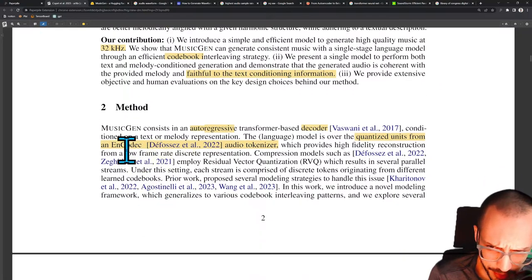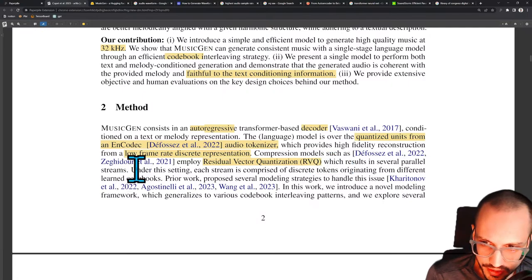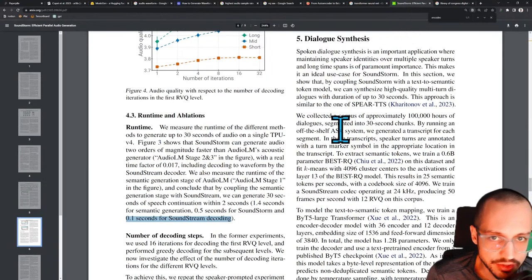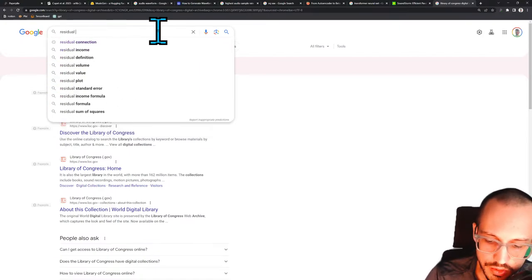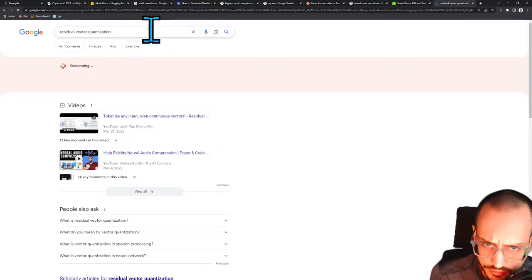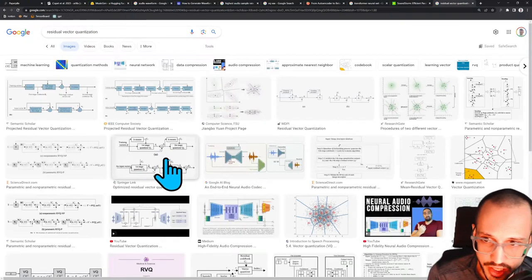So being able to use an encoder and turn it into this low frame rate discrete representation, which uses residual vector quantization, that's such a huge time saving. Several parallel streams. Each stream is comprised of discrete tokens originating from different learned codebooks. Prior work, so here you have confirmation of different codebooks. You have multiple codebooks here. And residual vector quantization, we went over it in Soundstorm, but it doesn't need to be a sound wave. This is a technique that's just generic for anything.